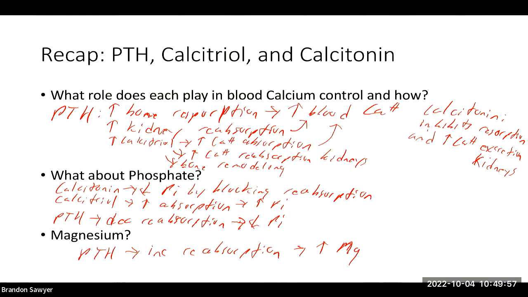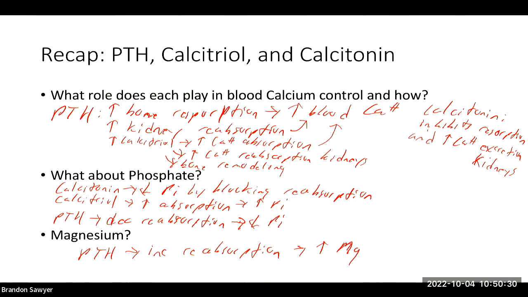Calcitonin inhibits resorption, right? So it does the opposite of that. And it increases our release of calcium in the kidneys by blocking reabsorption. Okay, with phosphate, calcitonin decreases phosphate levels by blocking reabsorption. Calcitriol increases absorption in the GI tract, so that increases phosphate levels, and then parathyroid hormone decreases reabsorption as well, and so that also decreases phosphate levels.